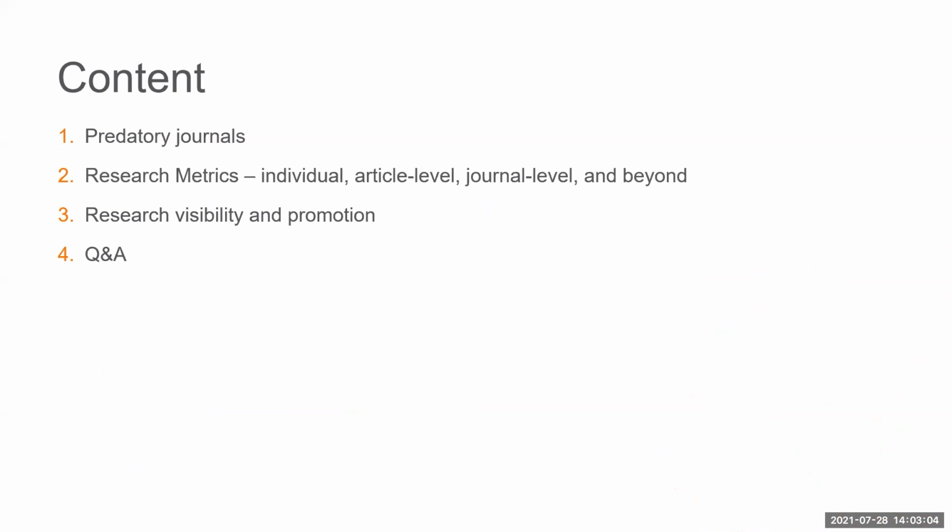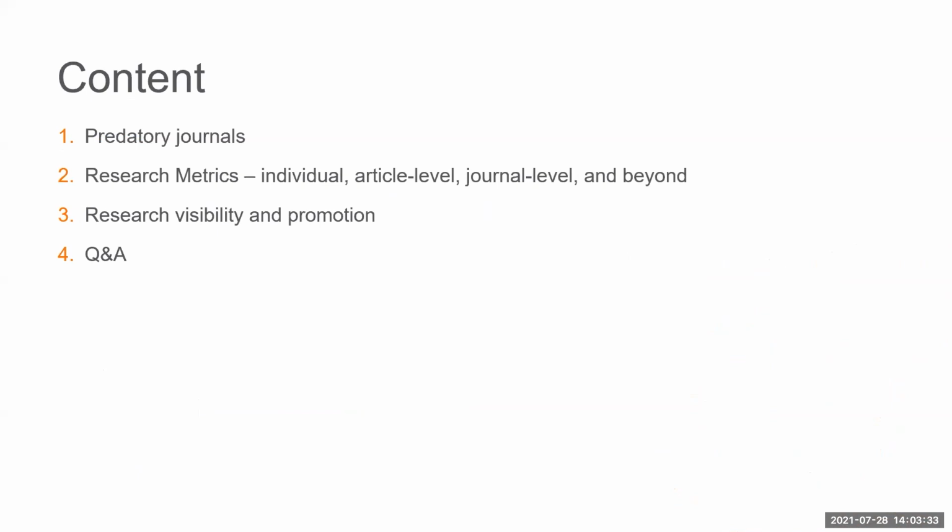So very simply, you can see there, we're going to start off with predatory journals, then we're going to go onto the role of research metrics, a little bit wider than only journal metrics, but also the role of journal metrics and how they help you to differentiate between the quality of journals. And then we're going to look at the importance of research visibility and promotion and what you as a researcher can do in that regard.